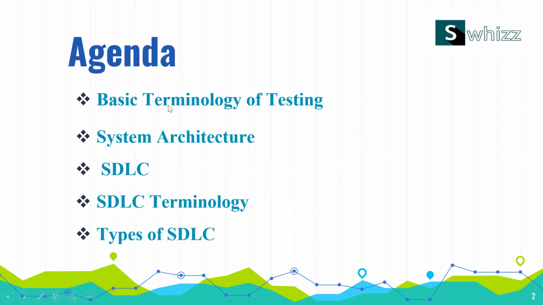So what is the basic terminology of testing? And what is the system architecture we are having, and how exactly a software will be developed in an organization? What is the SDLC model, and what is the terminology in SDLC to develop an application? What are the different models we are having, the types of SDLC? Let's move on one by one.